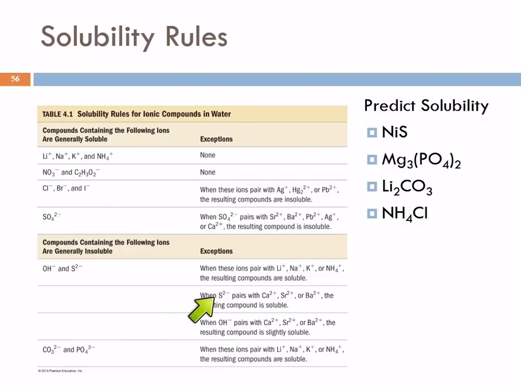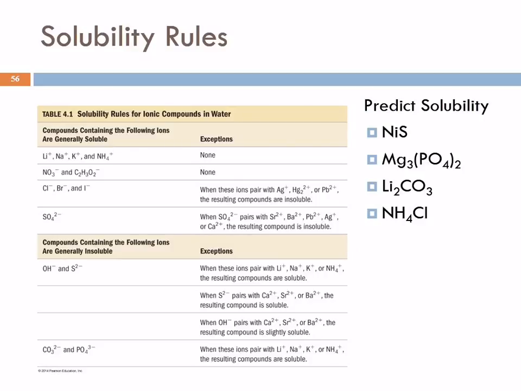Here's the exceptions for sulfide: calcium, strontium, and barium. Notice those are the three that are an exception up here. And so there's some common things going on here. Hydroxide with calcium, strontium, or barium, this is called slightly soluble. I mean, it dissolves a little bit. So we're not going to call it insoluble, but not very much. And then carbonate and phosphate compounds are generally insoluble unless they're with one of those guys. And again, that's a redundant rule there, because if you've got one of these, it's going to be soluble no matter what the other ion is.